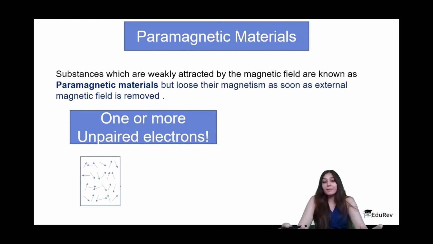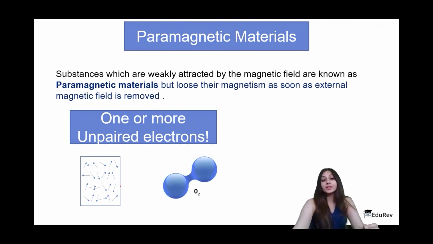The paramagnetic substances will become magnetic as and when we apply an external magnetic field, but will lose the magnetism as and when we remove the external magnetic field, okay? So the most important example here is oxygen, and this is something we should know, okay?